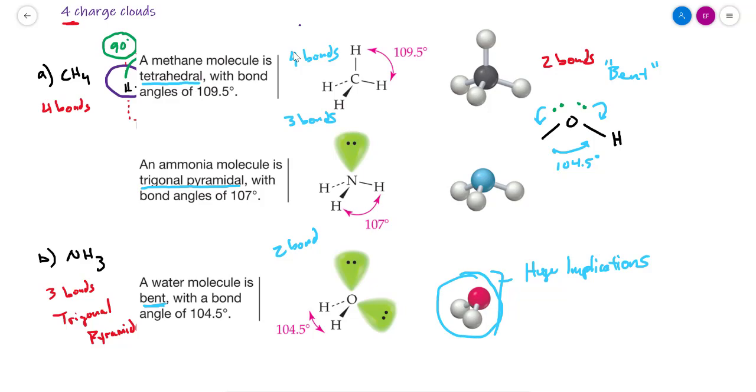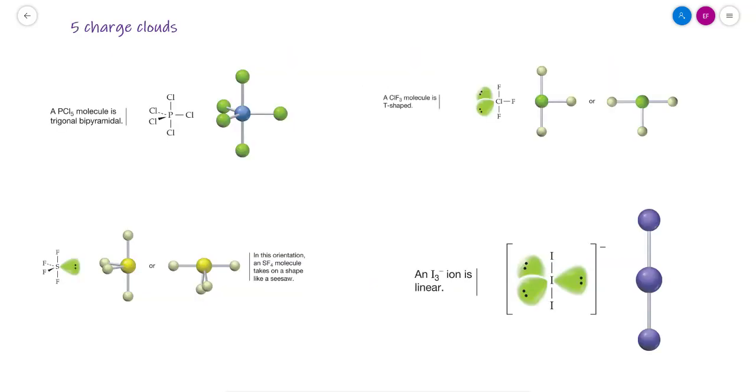If it weren't bent, if it were linear instead, then we wouldn't be here. And we'll talk a little bit about properties in a couple chapters as to why that's the case. All right, moving on to 5 charge clouds.